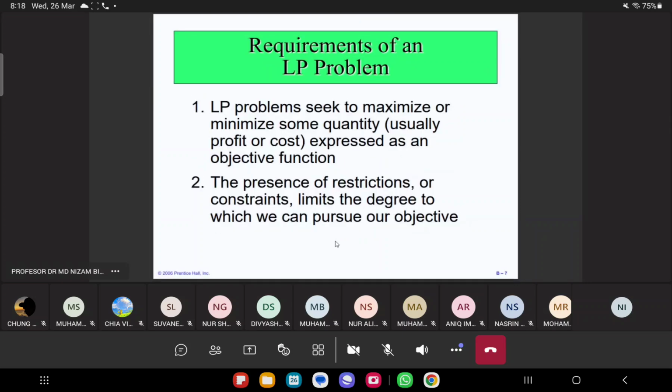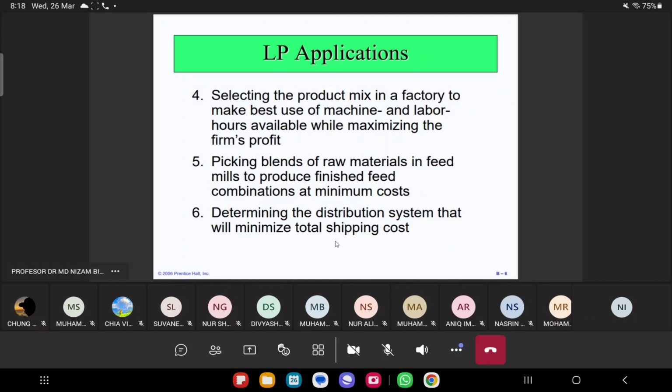Okay. So if you look at the examples given just now, linear programming application is quite wide. You can use it in many areas as long as you want to optimize something. However, there are a few requirements that must be available in that particular situation for you to use linear programming.